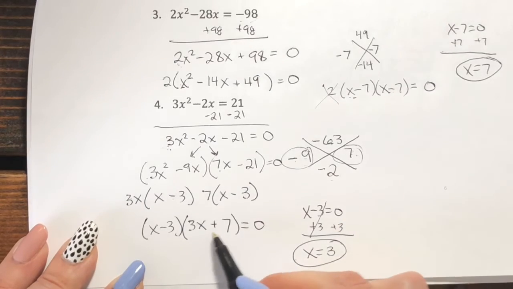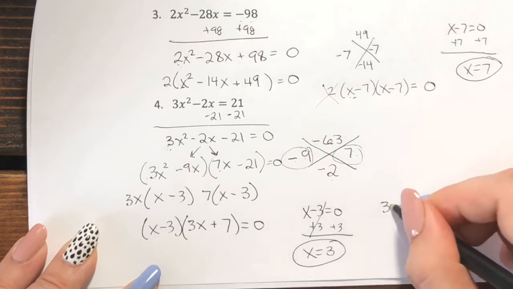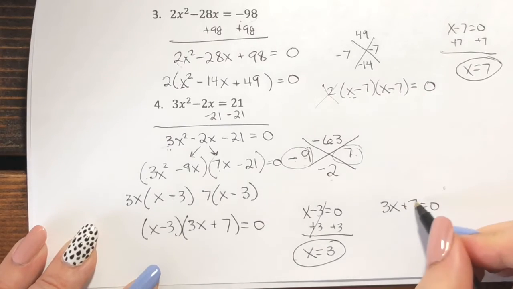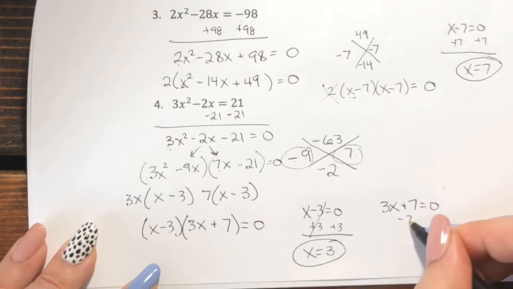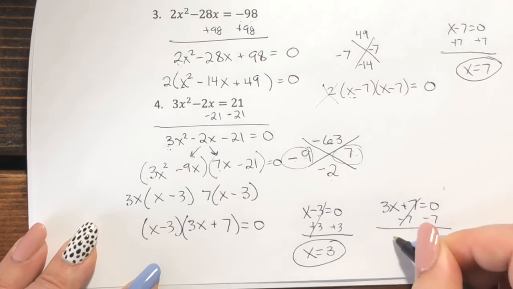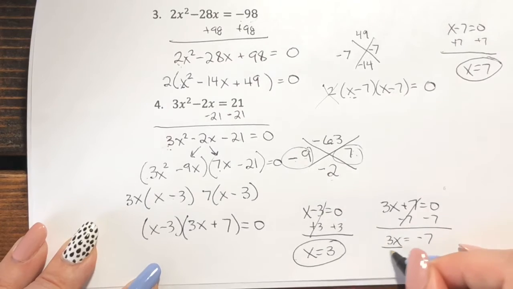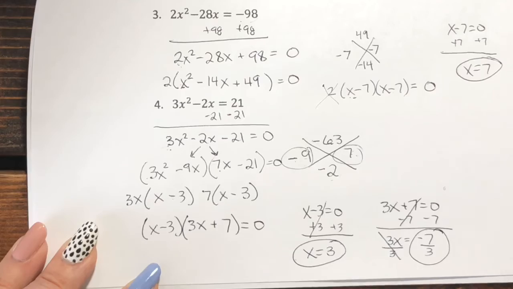But this one, we do have some extra numbers. We have a 3x instead of just an x. So remember your order of operations. First, we want to get rid of that plus 7 by subtracting it. And so we get 3x equals a negative 7, but now we want to get rid of the 3 by dividing by 3. So we get x is equal to a negative 7/3. So those would be your 2 answers for this problem.